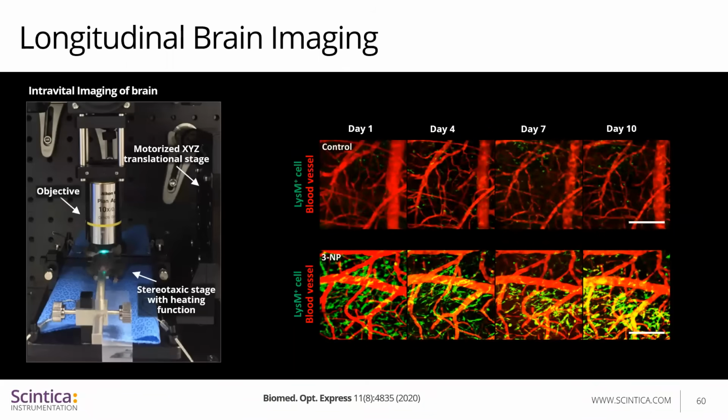Here are the same regions, but then at a higher magnification, so you can better see the individual cells and appreciate that the number of cells is very different between untreated animals here and animals treated with acid, therefore having neuroinflammation here.